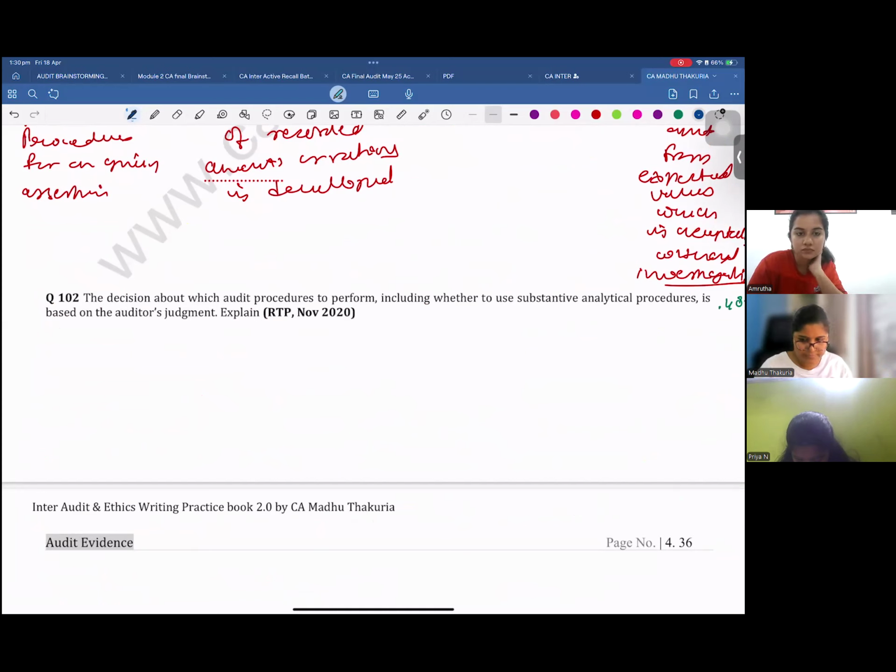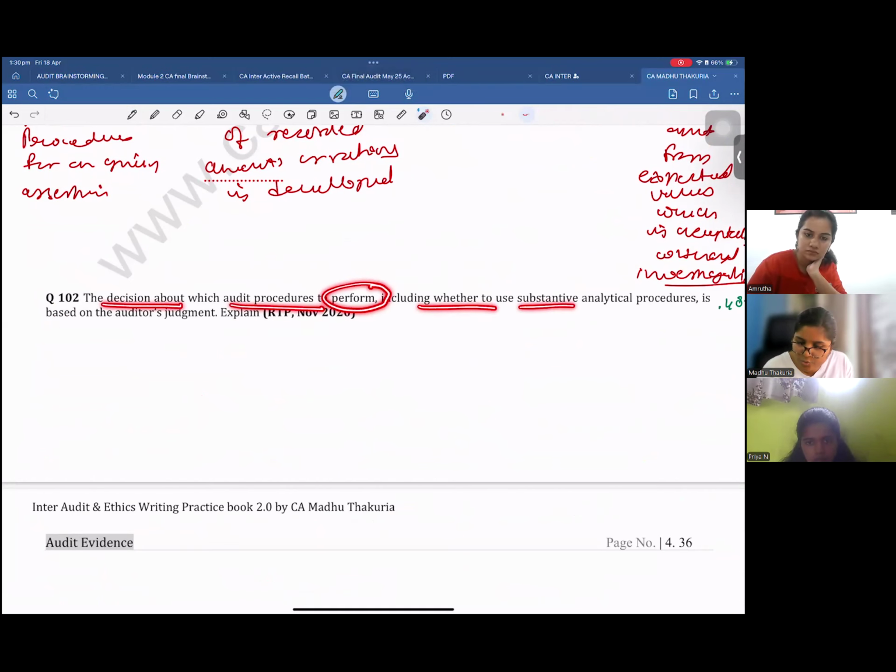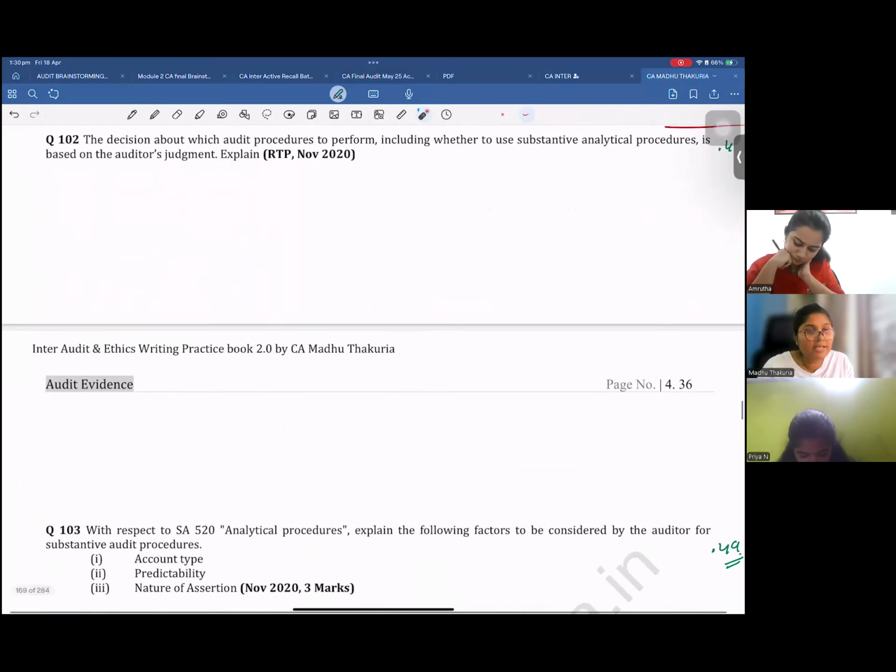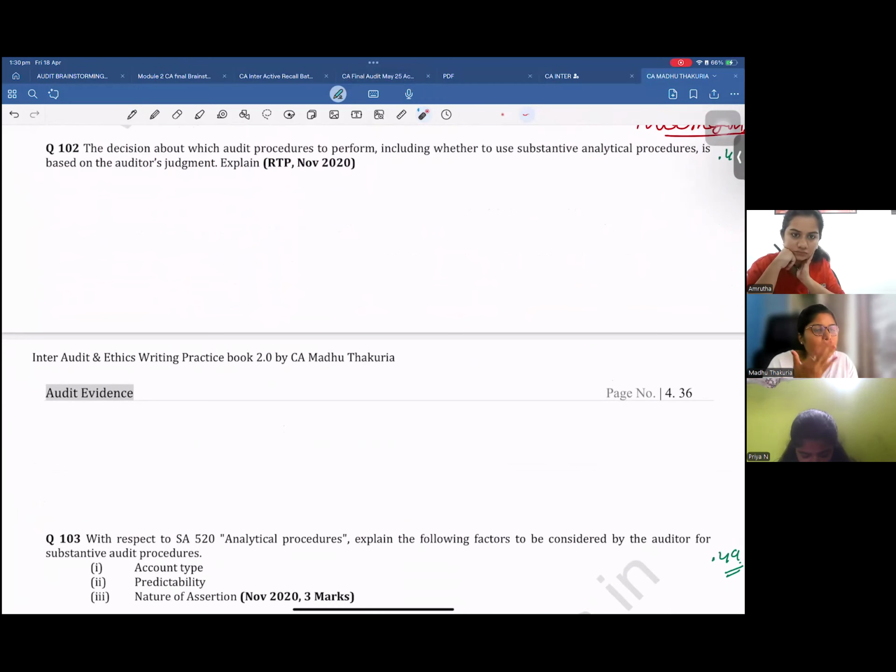Come to this question. The decision about which audit procedure to perform, including whether to use substantive analytical procedures, is based on auditor judgment. Explain. That means there is a question in your books which talks about when exactly you think about using the analytical procedure as your audit procedure and what judgment you apply. Did you get this question? Use of analytical procedure.